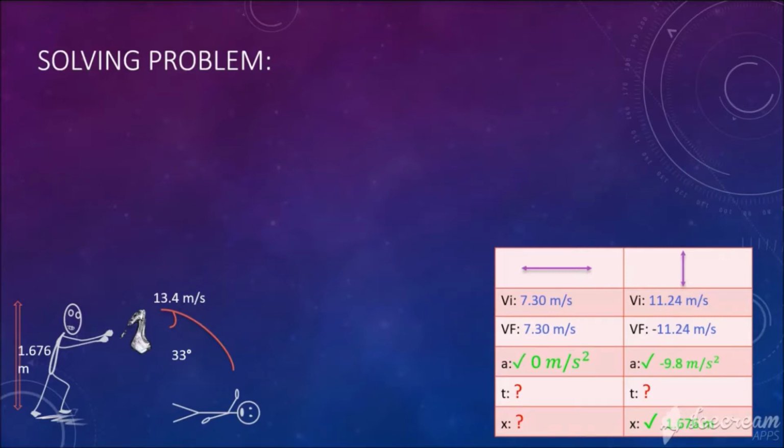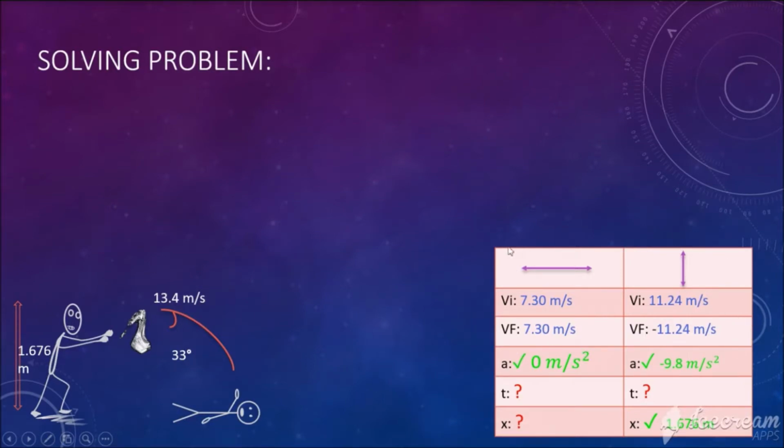As part of solving the problem, as you see in the chart, we are able to label the initial velocity and the final velocity. For the horizontal, the initial and final are both going to be the same, because the velocity stays the same in the beginning and the end. However, for the vertical, the initial velocity is positive, but the final velocity is going to be negative since you're going down. So instead of 11.24, it's going to be negative 11.24.